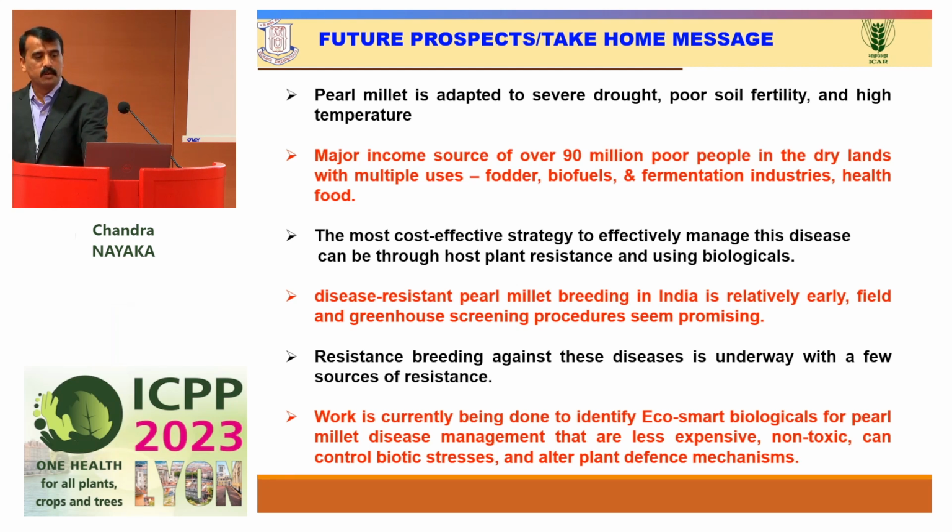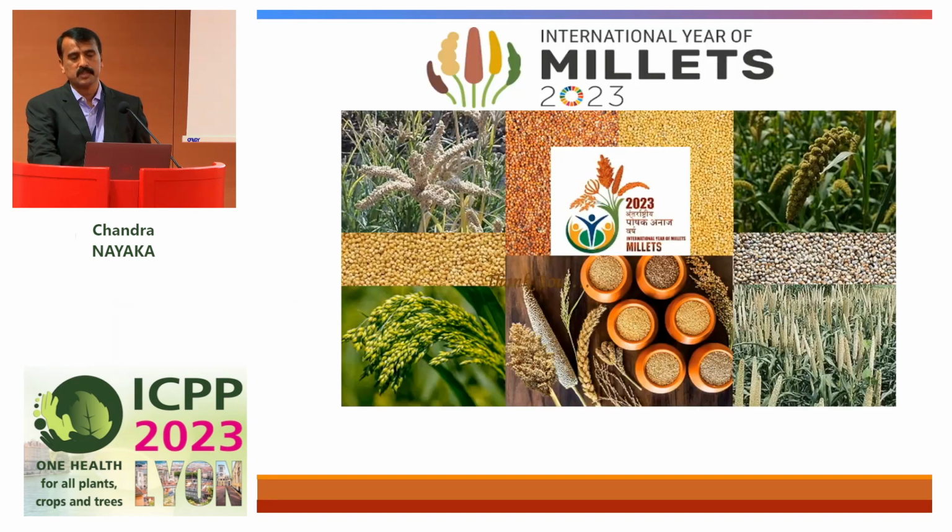The most cost-effective strategy to manage the disease is through host plant resistance. Disease-resistant pearl millet breeding in India is relatively early, and field and greenhouse screening procedures seem promising. Work is currently being done to identify eco-smart biologicals for pearl millet disease management that are less expensive, non-toxic, and can control biotic stresses and alter plant defense mechanisms.